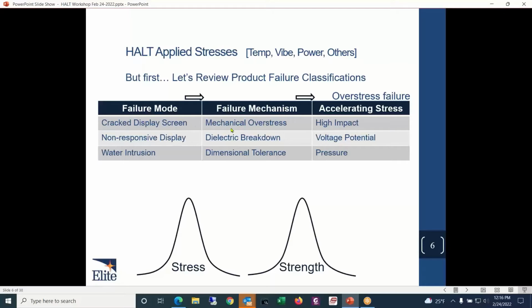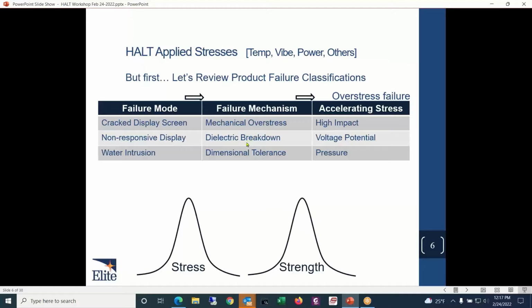that display screen. So the failure mechanism associated with that cracked screen failure is a mechanical overstress, right? The cell phone manufacturer, the designers, make that screen to withstand a particular stress, and beyond that, it's going to break. It's going to fracture. So the failure mechanism in that mode would just be a mechanical overstress. There's more stress than the strength that screen can allow.